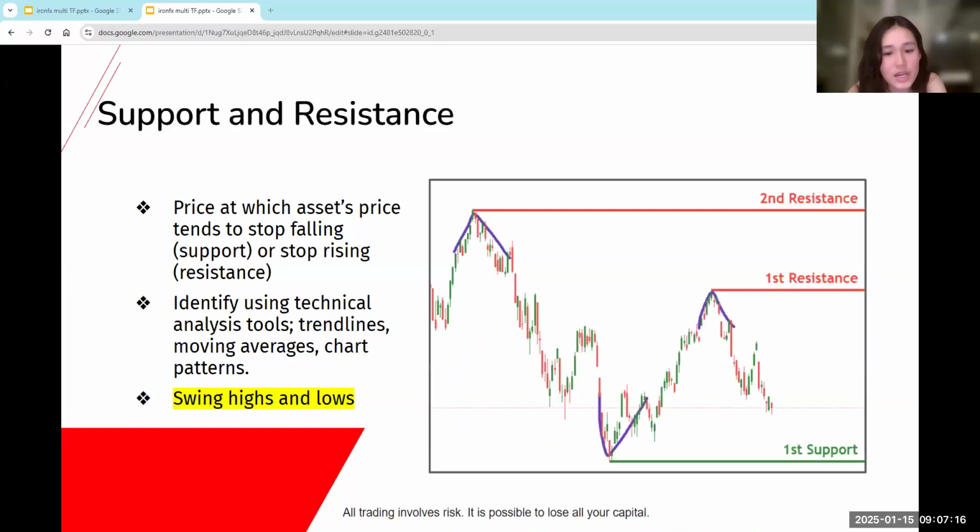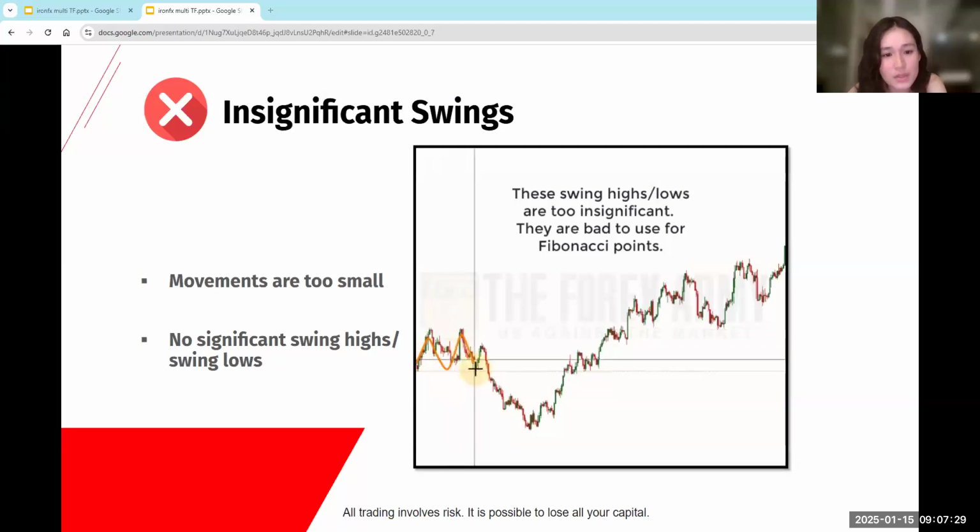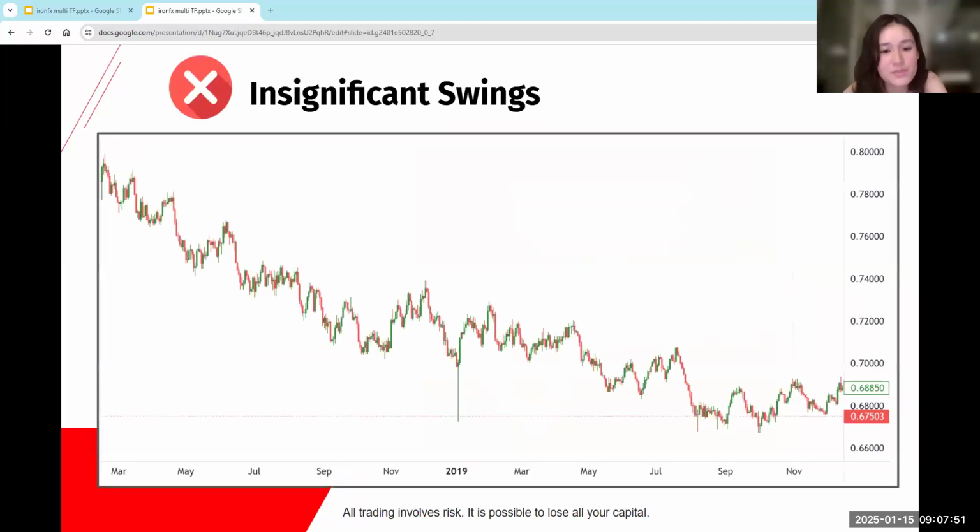Okay, so here you can see how we can use swing highs and swing lows as resistance and support levels, but we'll go through a bit more in depth on what to look out for when we're trying to identify these levels. So this is an example of insignificant swings. So you can see the swings are a bit too small, the movements are quite insignificant. And these are best avoided for any trend lines or any Fibonacci trend lines as well, including support and resistance levels. Okay, so here's another incorrect example.